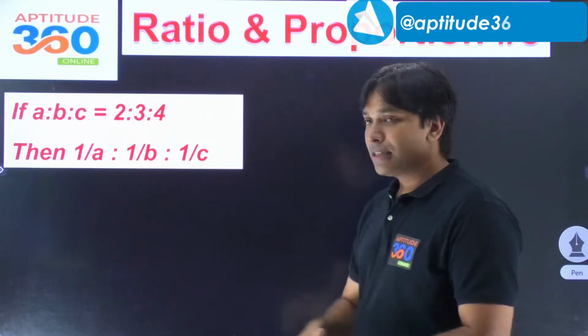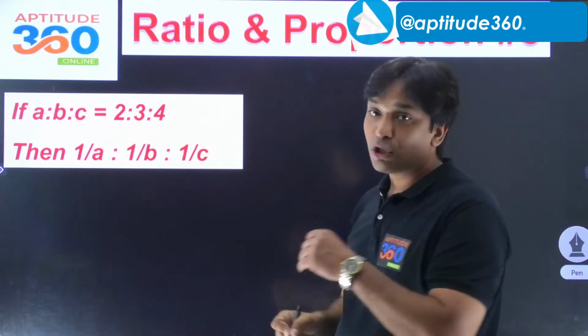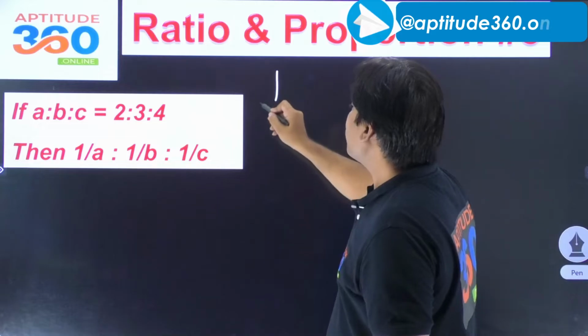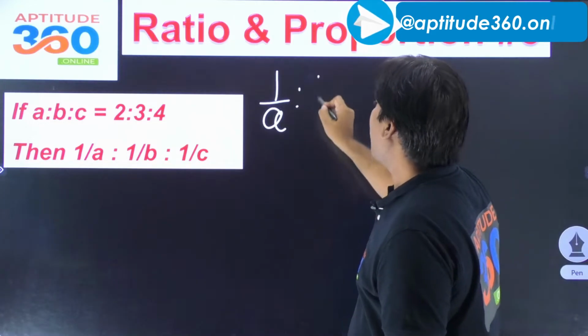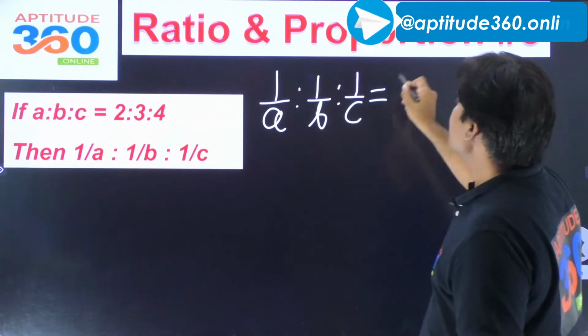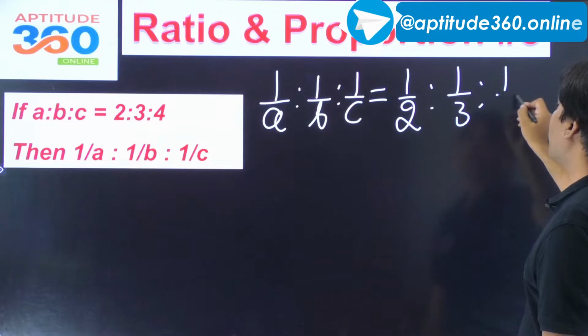It's pretty obvious. Now what is it that we need to find out? It says that a is to b is to c is given to you, which is 2 is to 3 is to 4, and you will have to find out 1 by a. So how do you write the reciprocal of a ratio that you learned in video number 1? So this reciprocal is 1 by 2, and then 1 by 3, and then 1 by 4.